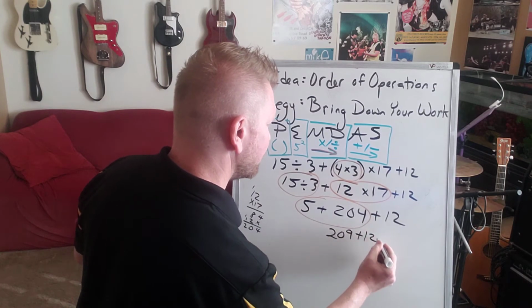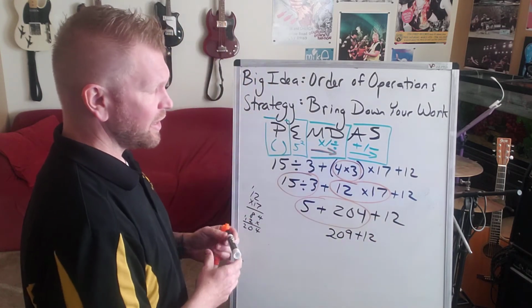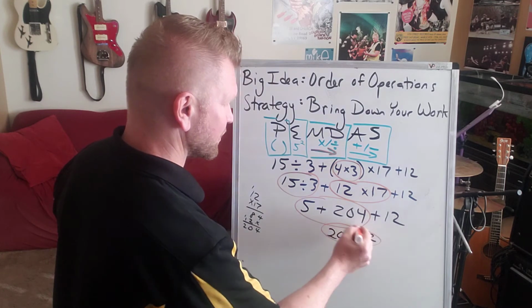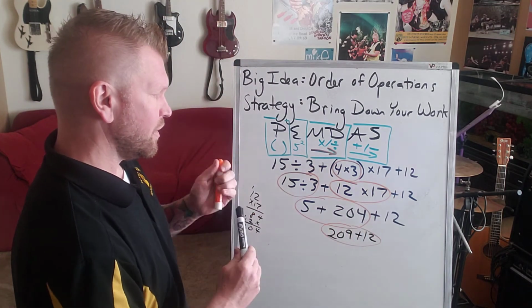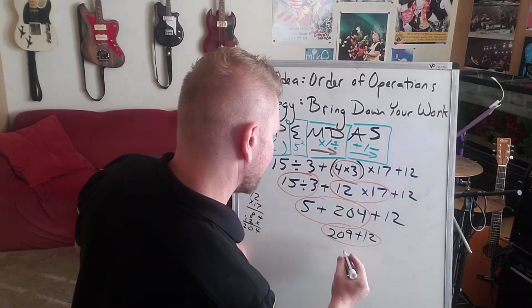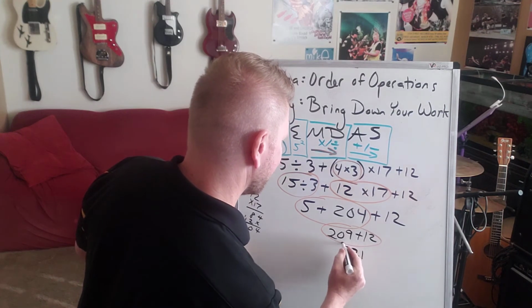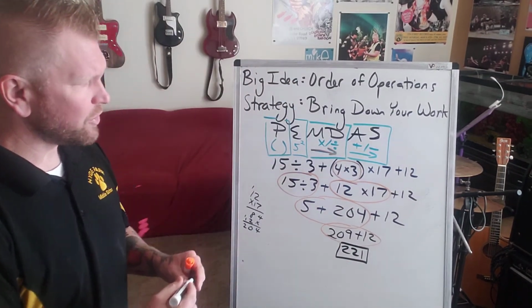209 plus 12. And the last thing to do is to add those together. And 221. There we go. 221 is our final answer.